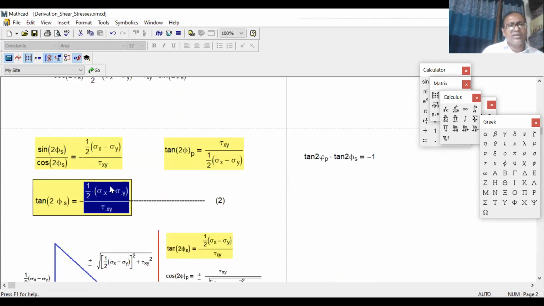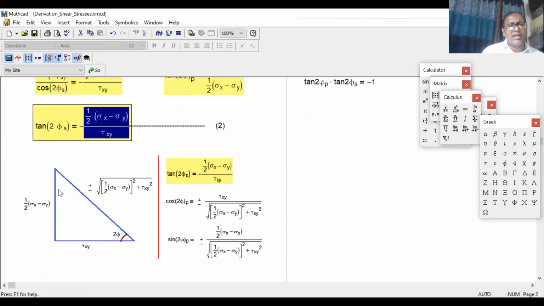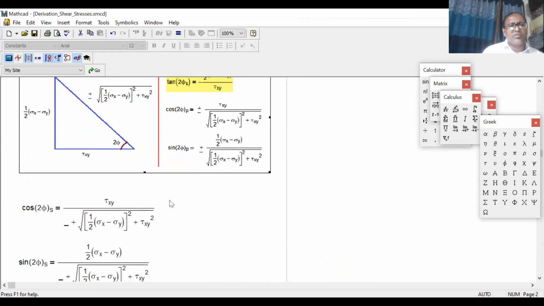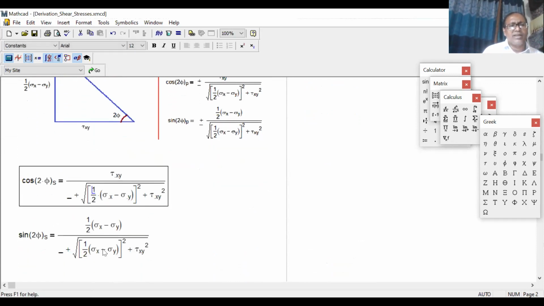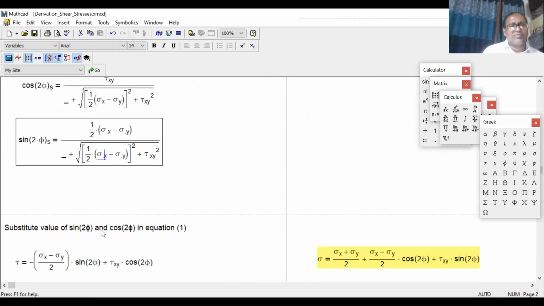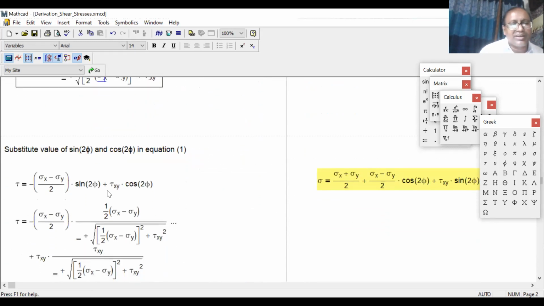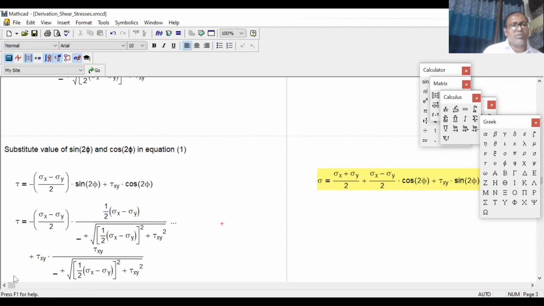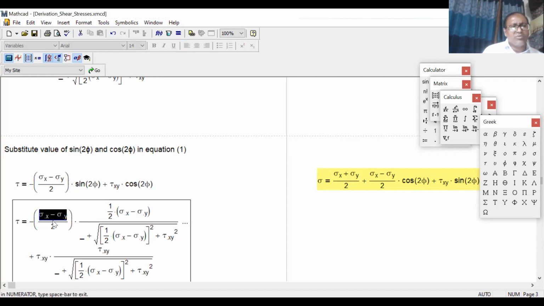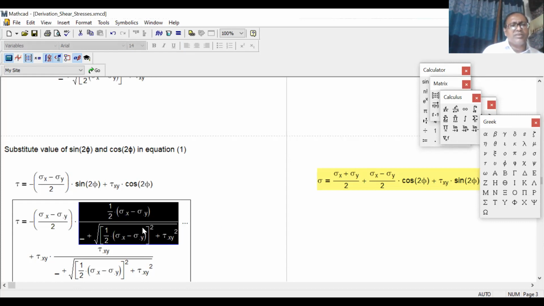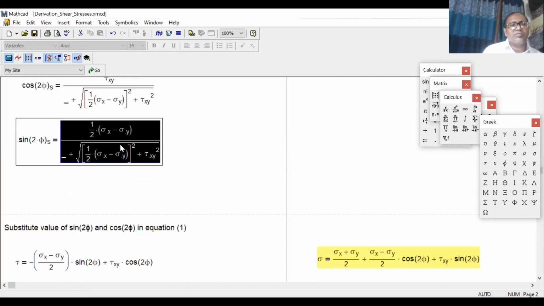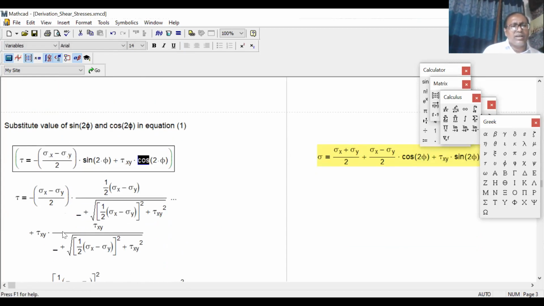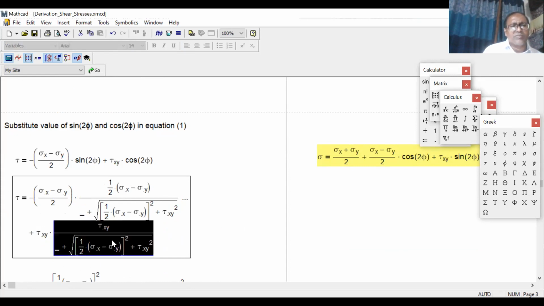Now from here we'll figure out the sigma and tau. How can we figure it out? From applying this condition and the triangle, we figure out cos 2 phi, sin 2 phi. So we figure out this cos phi and sin phi, right? Now, what is our mother equation of tau? This one. You put it over here. You can see what we get. You put it over here, we get this one into this one. Then plus tau xy cos phi. You put the tau xy into cos phi.